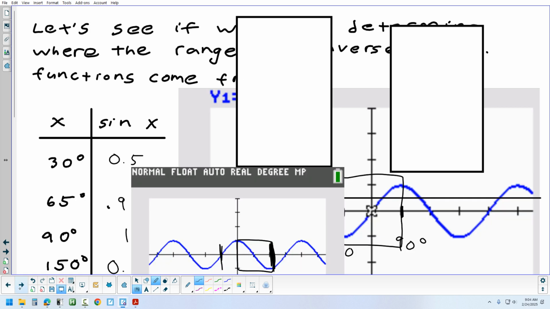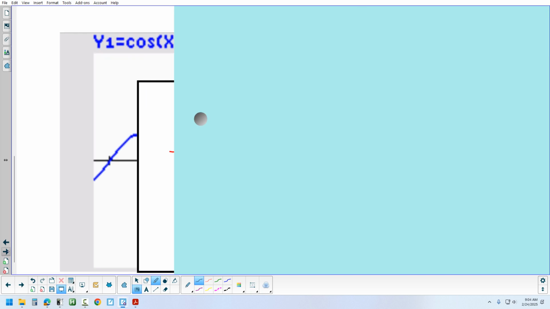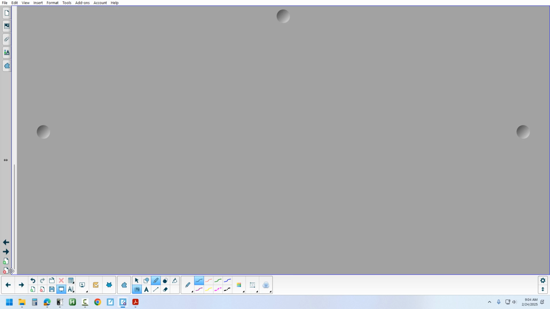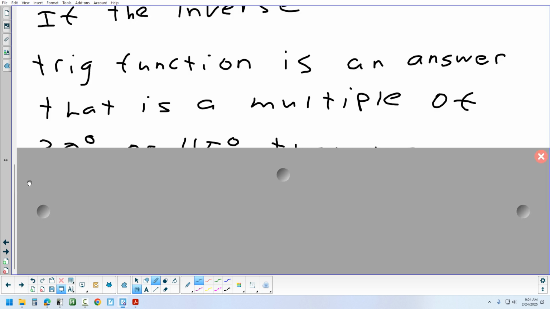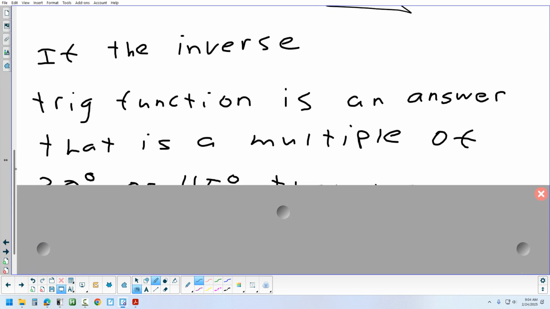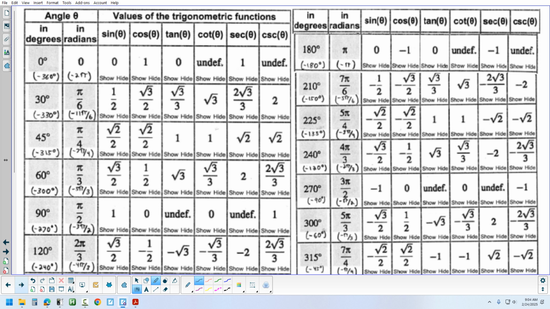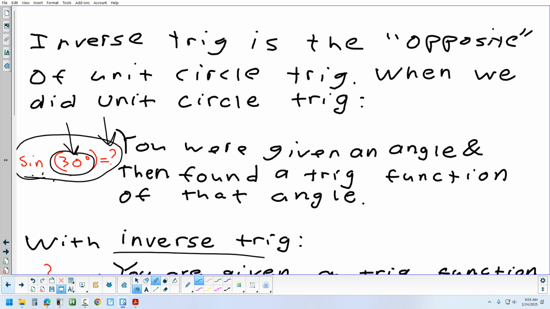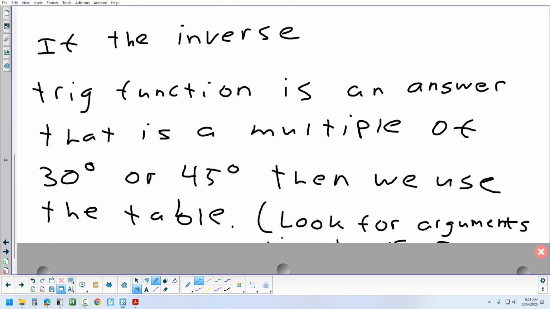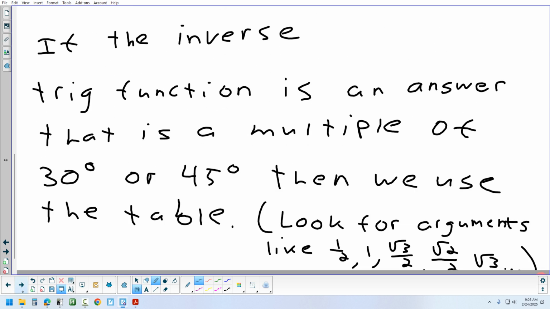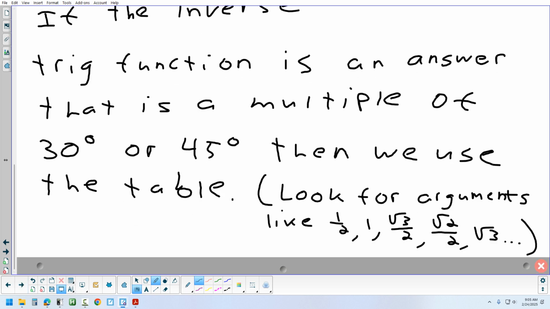All right. So I went through that, and now we're here. All right, so now we got to figure out, when do you use this chart? Okay. Well, this chart doesn't have every single angle on it. This chart only has angles that are multiples of 30 or 45. That's the only time you can use that chart, when the answer is going to come out to an angle like 30 or 45.